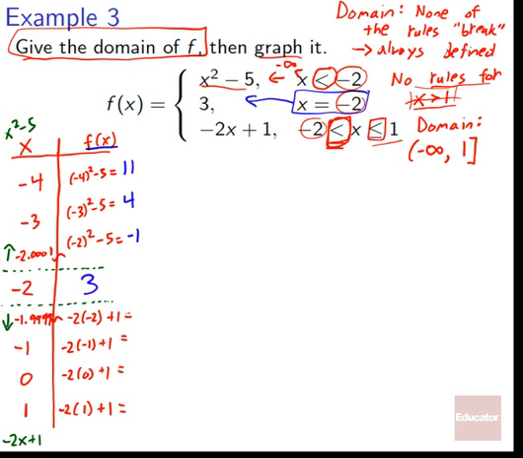The thing that is effectively going to be negative 2 times negative 2, positive 4, 4 plus 1, 5. Negative 2 times negative 1, positive 2 plus 1, 3. Negative 2 times 0, 0 plus 1, 1. Negative 2 times 1, negative 2 plus 1, negative 1. Great. So now we're in a position to be able to graph it.